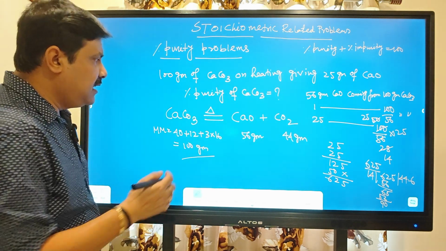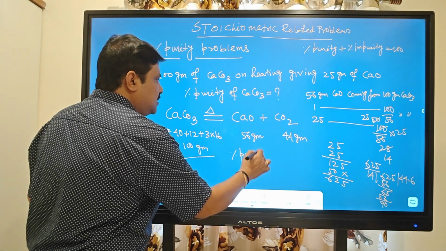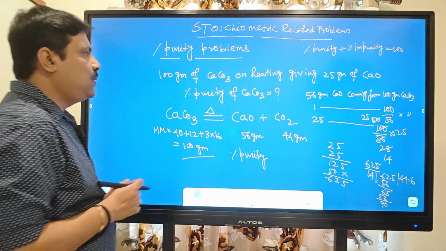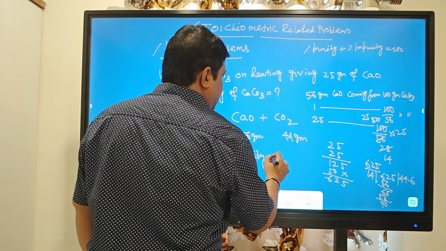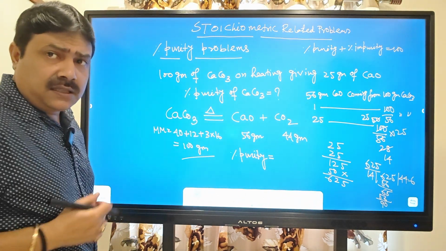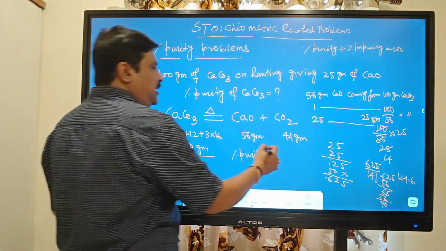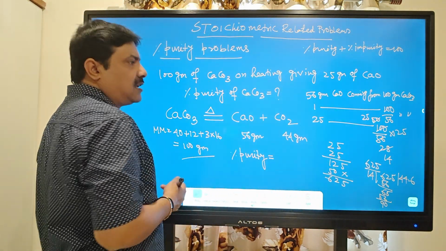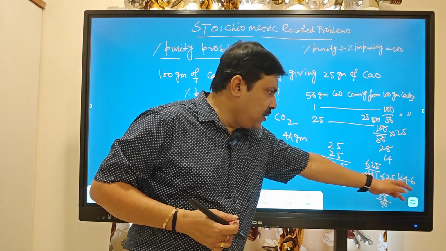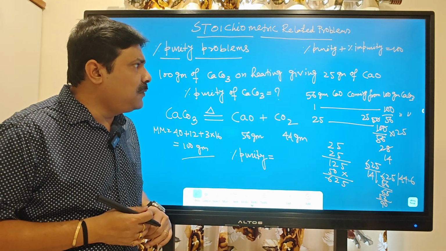So then immediately, percentage purity means amount really reacted by amount given, into 100. Percentage purity means how much reacted. You look at the amount really reacted, this many grams, because this many grams is only capable of giving your 25 gram of calcium oxide.